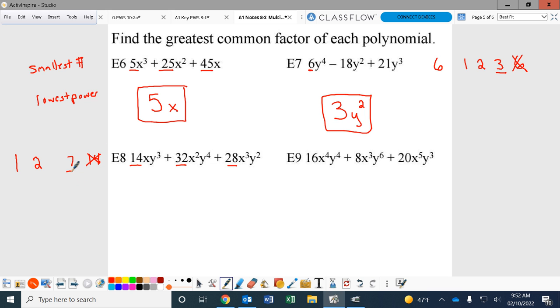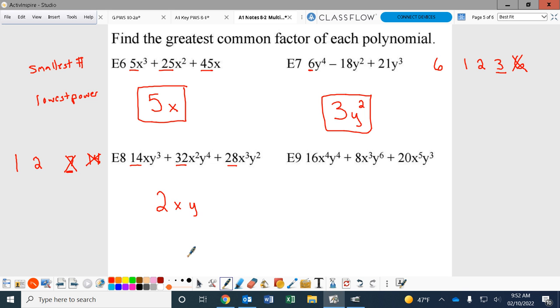Does 7 go into 32? No, so that one's out. Does 2 go into 32? Does 2 go into 28? So there's your number that goes for your GCF. Now we're looking for common variables. Do they all share an x? Yes. Do they all share a y? Yes. Okay, let's figure out what powers to put on these.